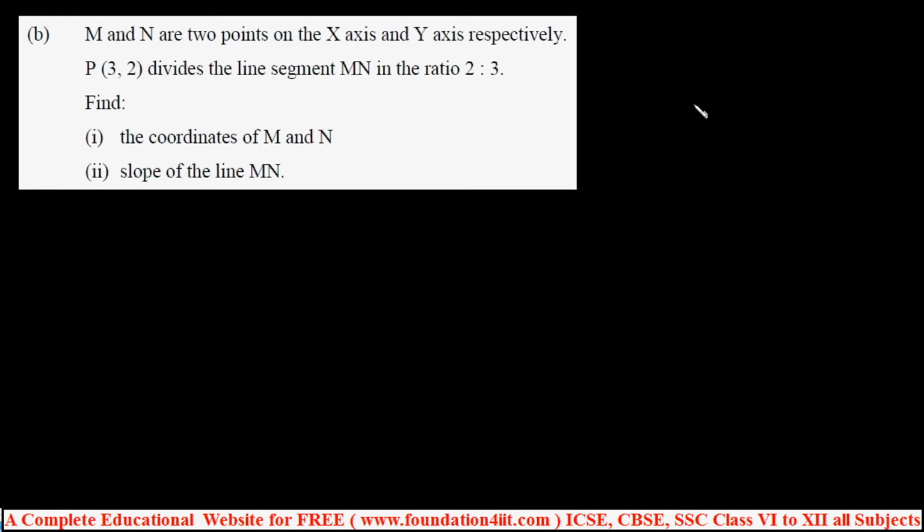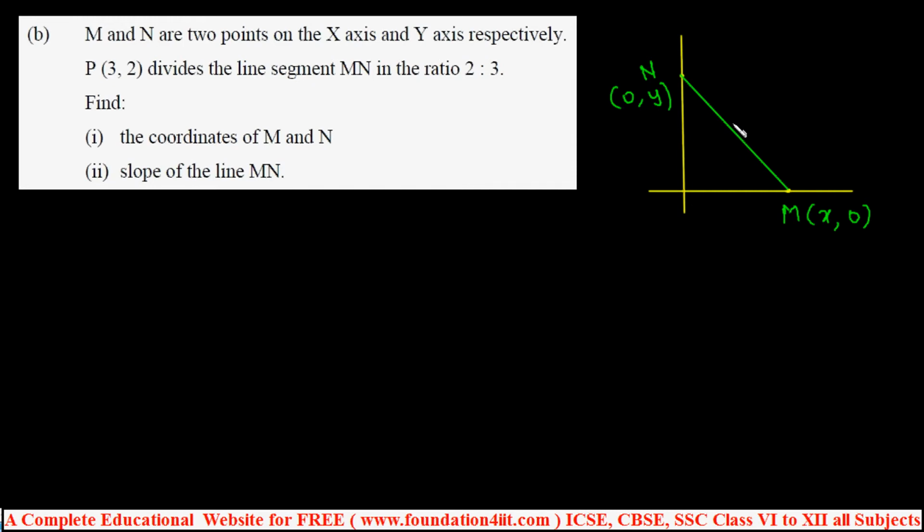Yes, you can make the diagram for this, with y-axis and x-axis. M and N are the 2 points on x and y. So on the x-axis the point is M, and N on the y-axis. You join these 2 points. On the x-axis the y coordinate is 0, so M is (x, 0) you can take. And N is (0, y), because it's on the y-axis, the x coordinate is 0. So point M is (x, 0), N is (0, y).